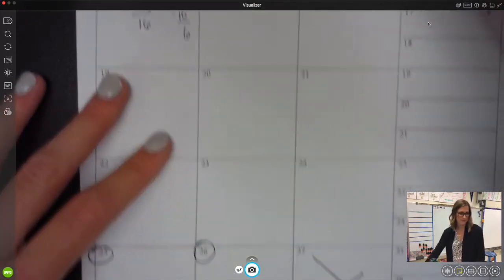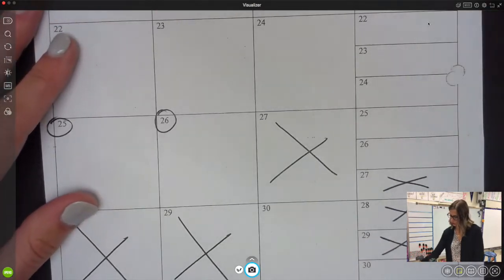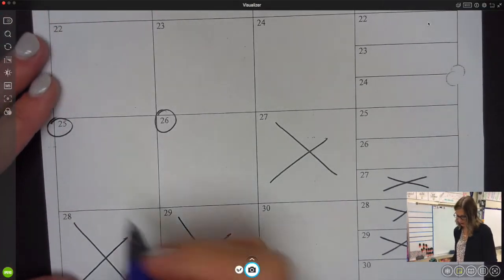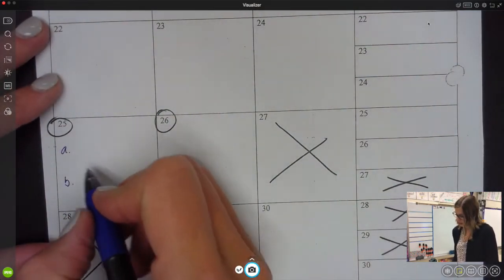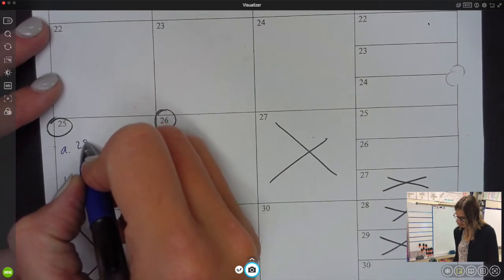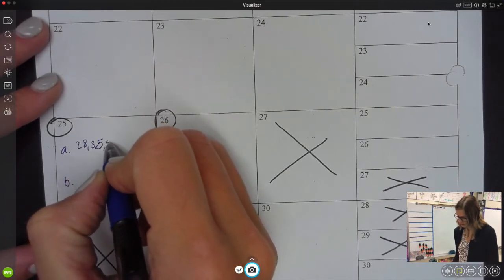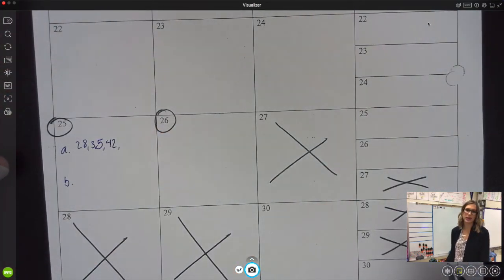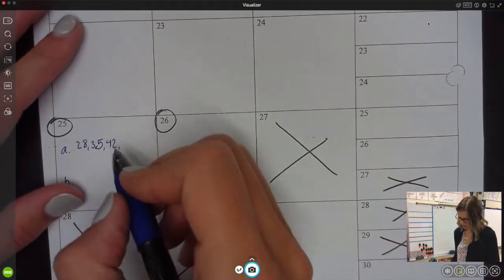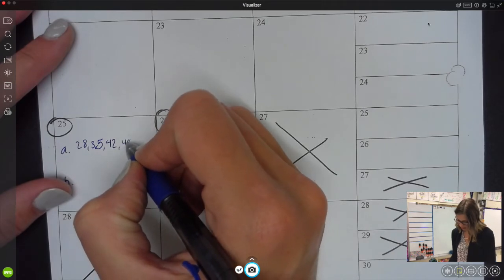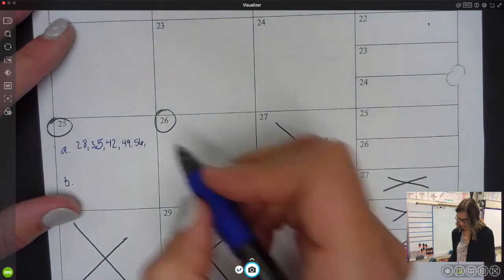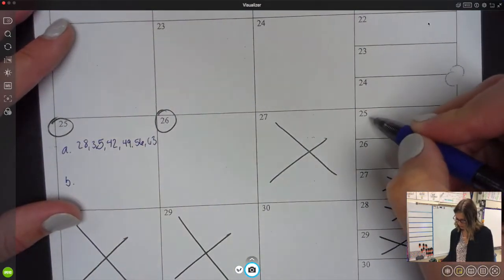2 more, 25 and 26. 25. We've got our sequence ones. This time we just have 2 in one problem. So we need A and B. A says 28, 35, 42, and then we need to find the next 3 numbers. What is that counting by? 28, 35, 42. Hopefully you're starting to recognize this one as counting by sevens, right? We've had this one a lot. So this pattern is counting by sevens. So 28, 35, 42, plus 7 more would be 49, plus 7 more is 56, plus 7 more is 63. So I can get that in my box for A.